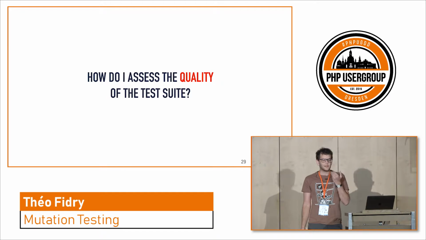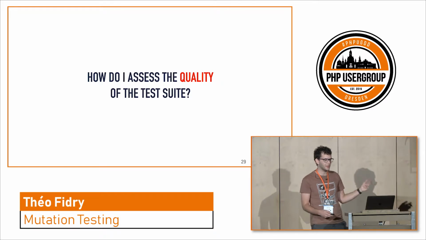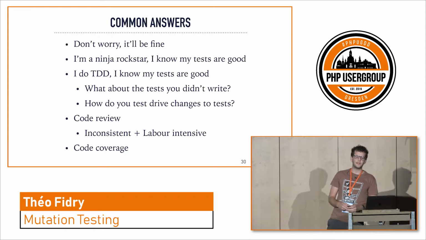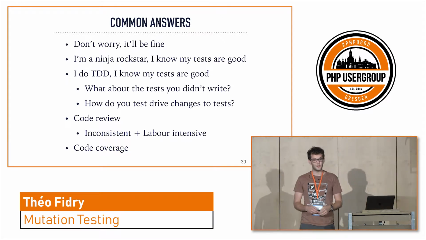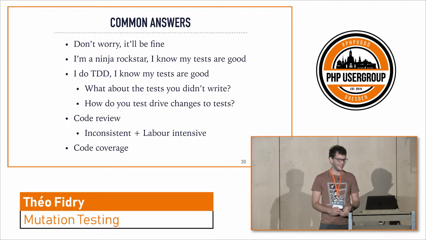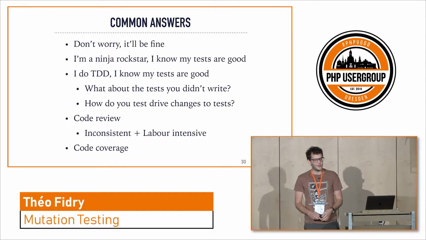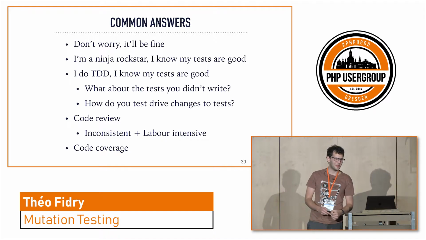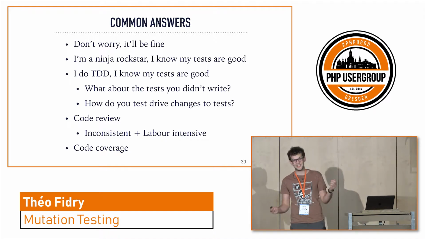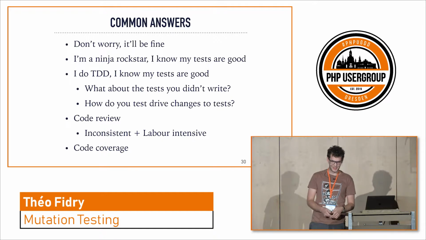So how do we assess the quality of the test suite? Which is the idea behind that cursor. That cursor is the answer. How do you calculate it, do you know where that cursor is? A few common answers are: don't worry, it's going to be fine. That's, if you don't care at all, fair enough, at your own risk. I'm a ninja rockstar, I know my tests are good. Maybe a bit of overconfidence, maybe you're a genius, but don't overestimate yourself.